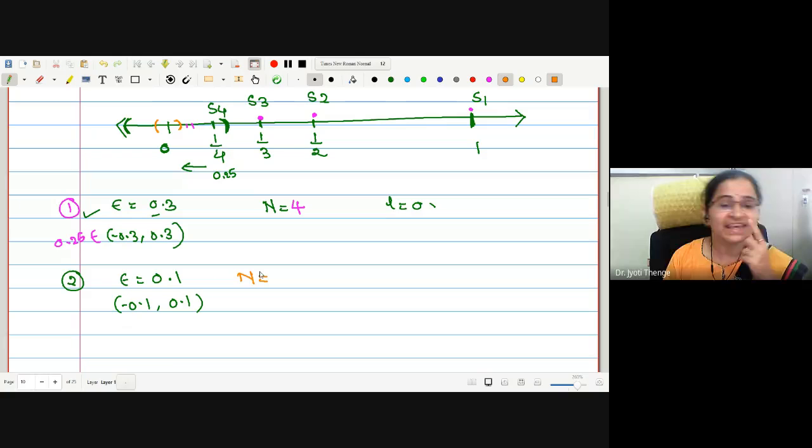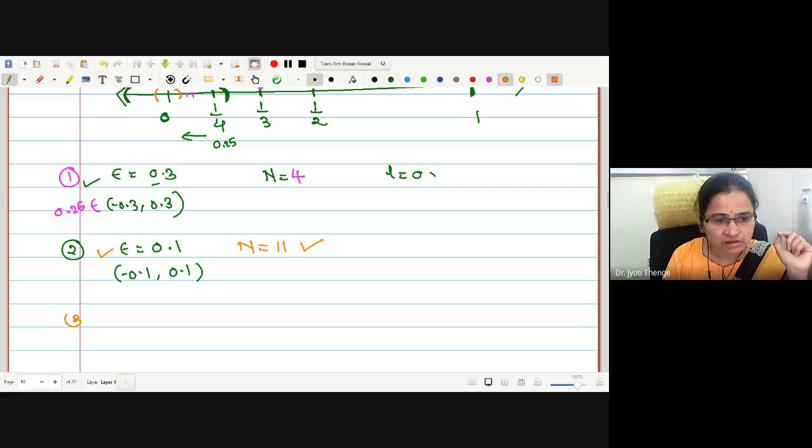11. Yes, 11. Because if I take n equal to 10, the value is exactly 0.1, but 0.1 is not going to belong to this interval, because we are taking this as an open interval. Therefore, the exactly correct answer is 11. So for epsilon equal to 0.1, the stage we have obtained is 11. Let me change again.